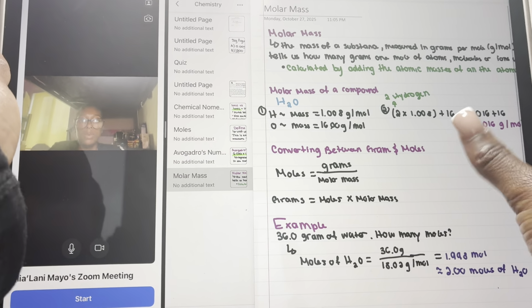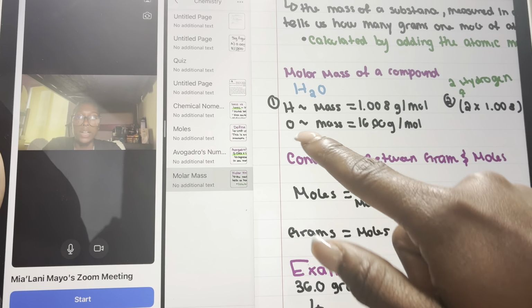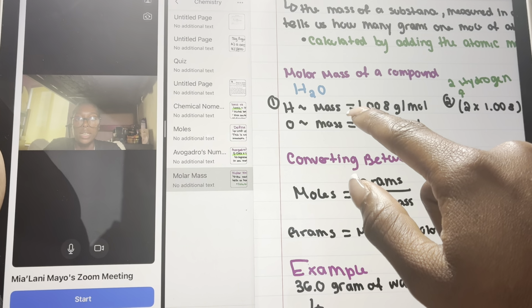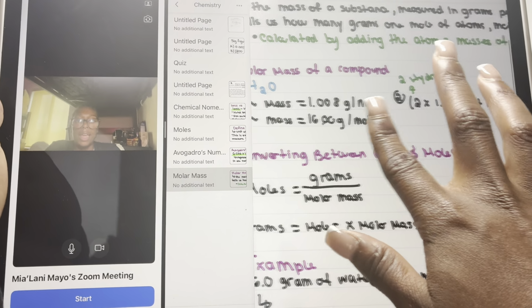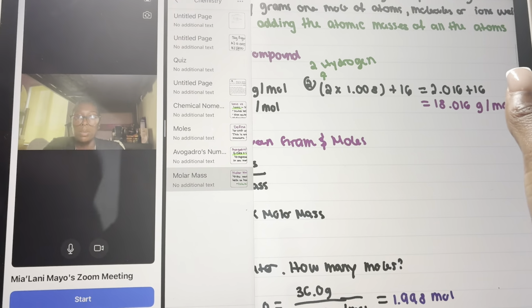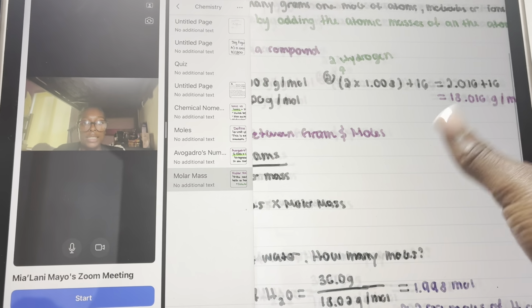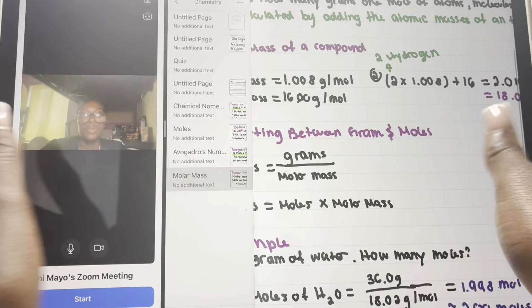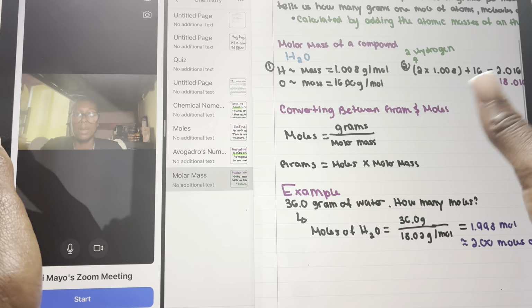For my first example, I have H2O. This is the molar mass of a compound. For H2O, the mass of hydrogen is 1, and for oxygen, it's 16.0. Then I multiplied the hydrogen by 2 because there are 2 hydrogen atoms, and then I added 16 from the oxygen, and then I got 18.016 grams per mole. This is the molar mass.